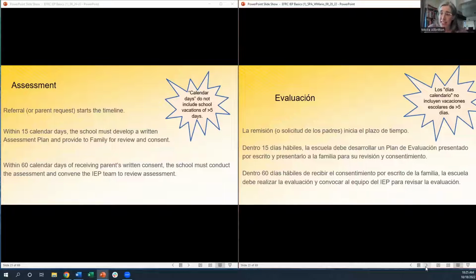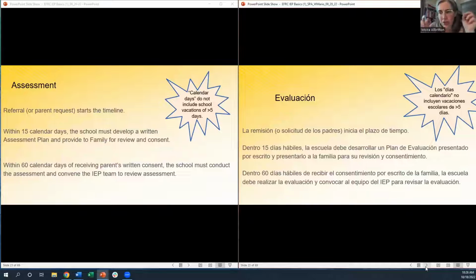You have at least 15 days, although if you're the one asking them to assess, it's in your benefit to respond to that assessment, to give consent sooner rather than later, because each day you hold on is going to push the timeline back. Within 60 calendar days of the school receiving your written consent, you can't just say, go ahead and test, you have to write and sign permission, the school must conduct the assessment and convene the IEP team to review that assessment.